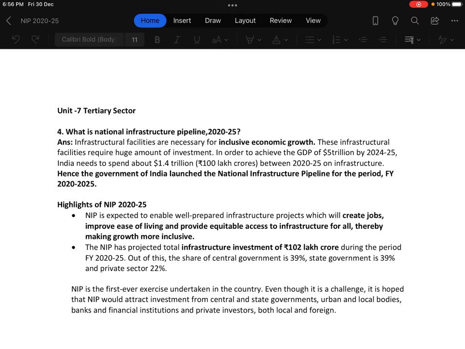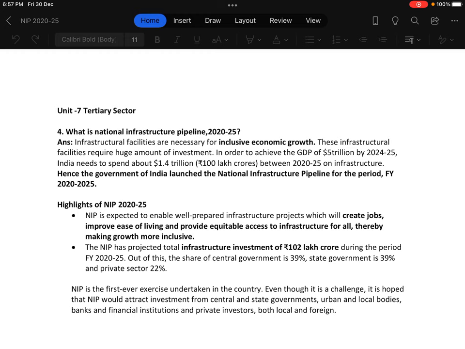That is why the infrastructural facilities should be developed all over the country. Then only will the poorer sections of the population also benefit from these infrastructural facilities, and that will lead to inclusive economic growth in the country. These infrastructure facilities require a huge amount of investment, isn't it? One of the main aims of the current government is to achieve a GDP of 5 trillion US dollars by 2024-25. In order to reach that, sufficient infrastructure facilities should be developed in the country, and the government has to keep on investing in infrastructure.